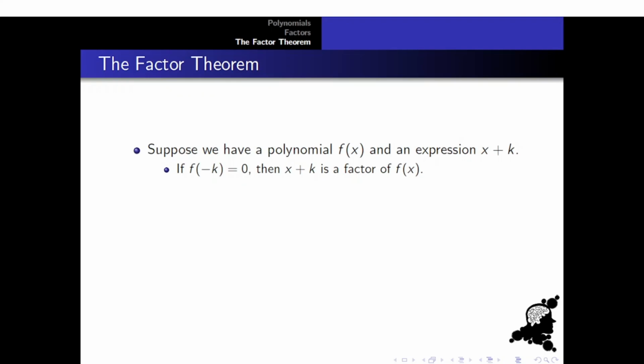In other words, what we're saying is, if we take x plus k and equate it to 0, then we're going to get that x equals minus k. When we substitute this x equals minus k back into the equation for f of x, and we get 0 as an answer, then we say that x plus k is a factor of f, because the remainder after division is 0. In other words, if we divide f of x by x plus k, we'll get some expression, but we're not interested in the expression. We're interested in the fact that the remainder after division is 0.